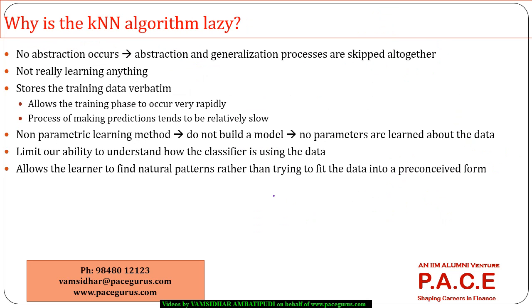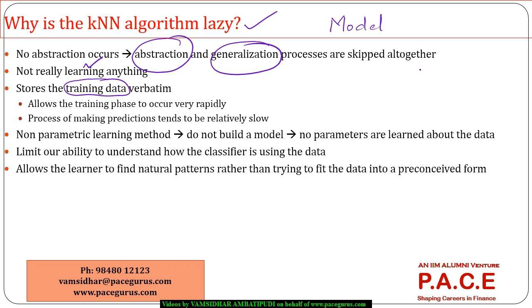Now, before we actually start working with the data, we'll try to understand why we call this KNN algorithm a lazy learning process. By now you must have already got it. One, it is not creating any kind of model. So there is no abstraction at all, no learning at all, no generalization. All it is doing is storing the data as it is. So there is really not any real learning.